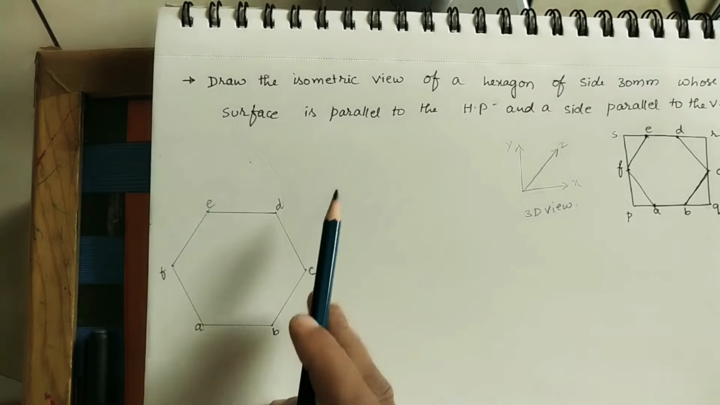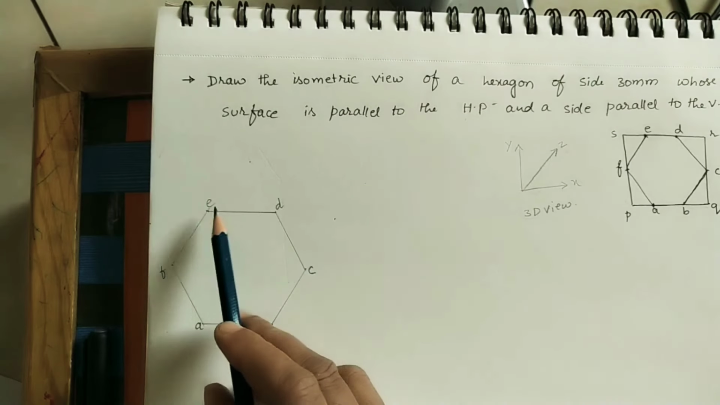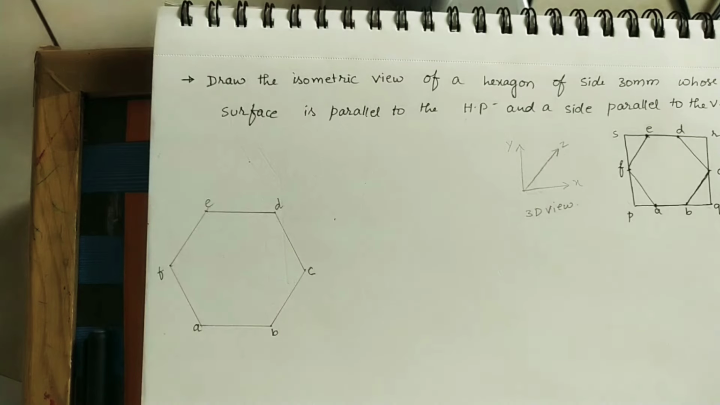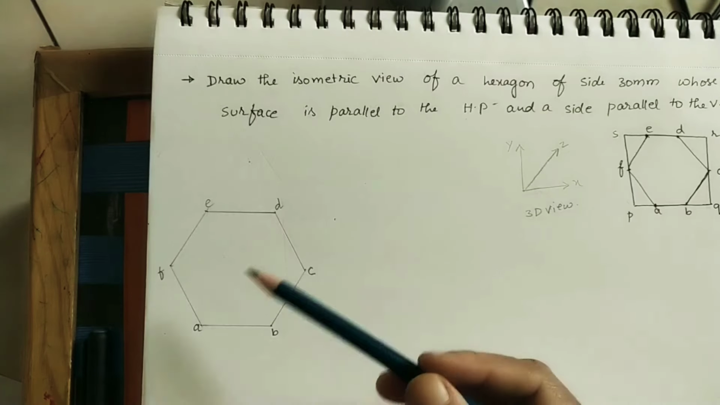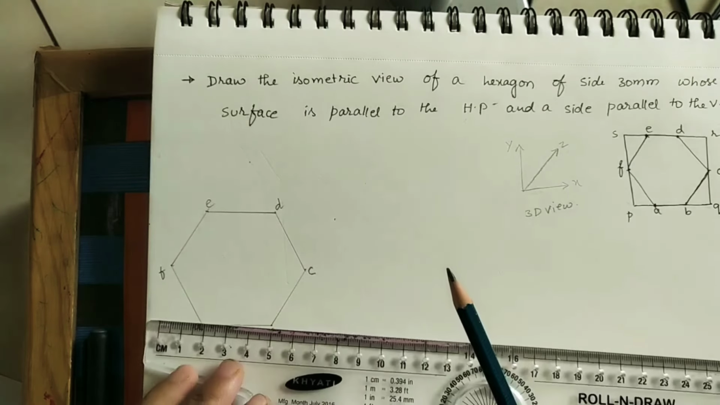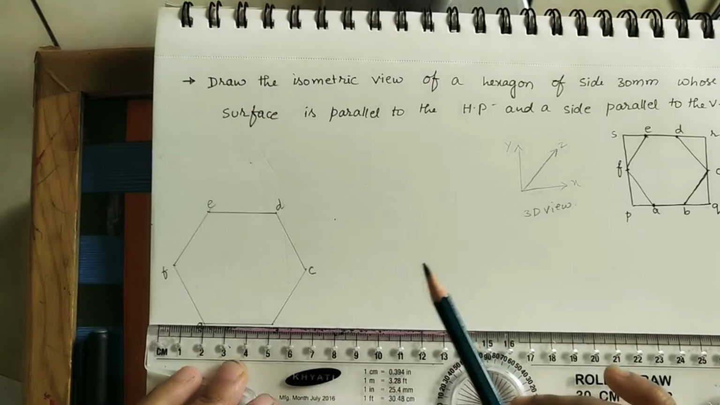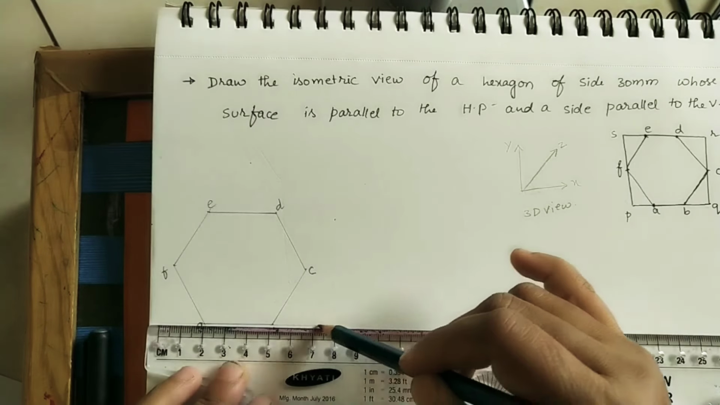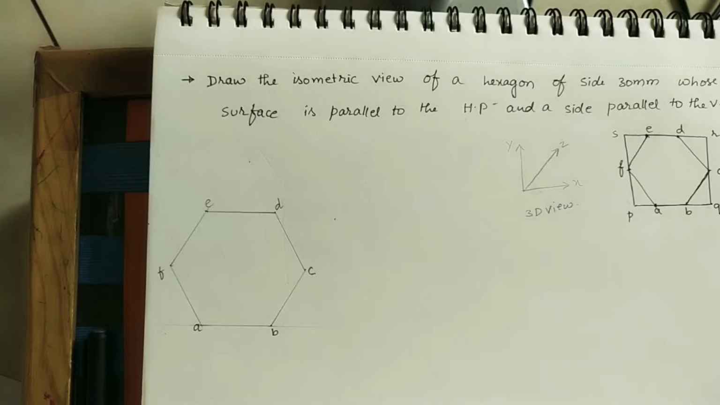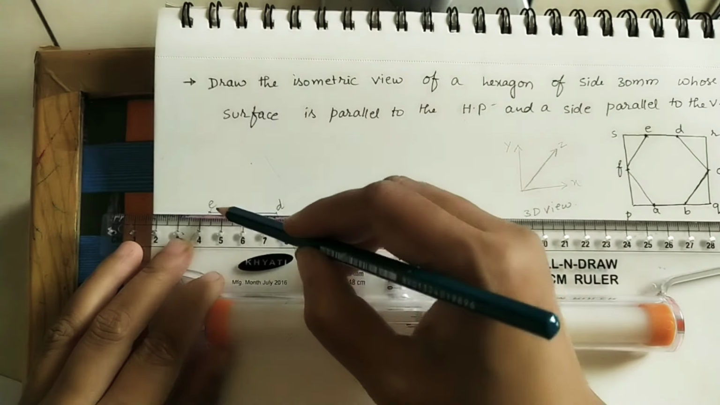For this hexagon, for doing the isometric view, draw one box which passes through all the corners. For any polygon, follow the same process. Just draw one box which passes through all corners. Just do it in light color. Here I have extended these lines. Here also I will extend the lines at both sides.